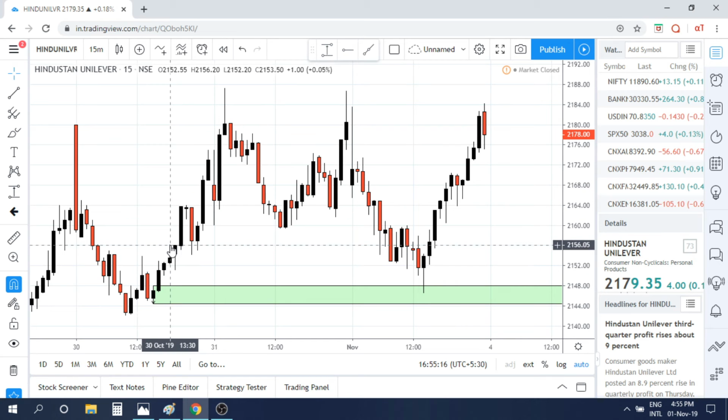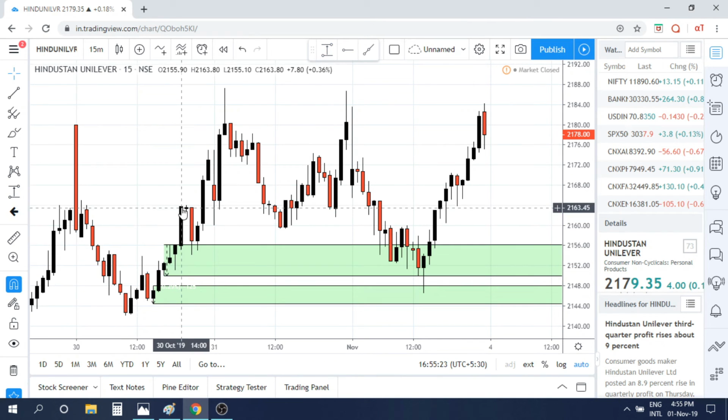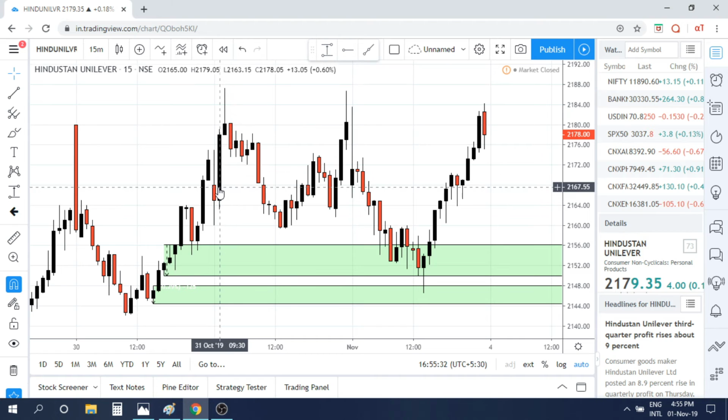So the highest high among this is this one. The lowest low among these basing candles is this one. See how price went back into this zone and then moved up, another rally, right? So this also worked so beautifully.